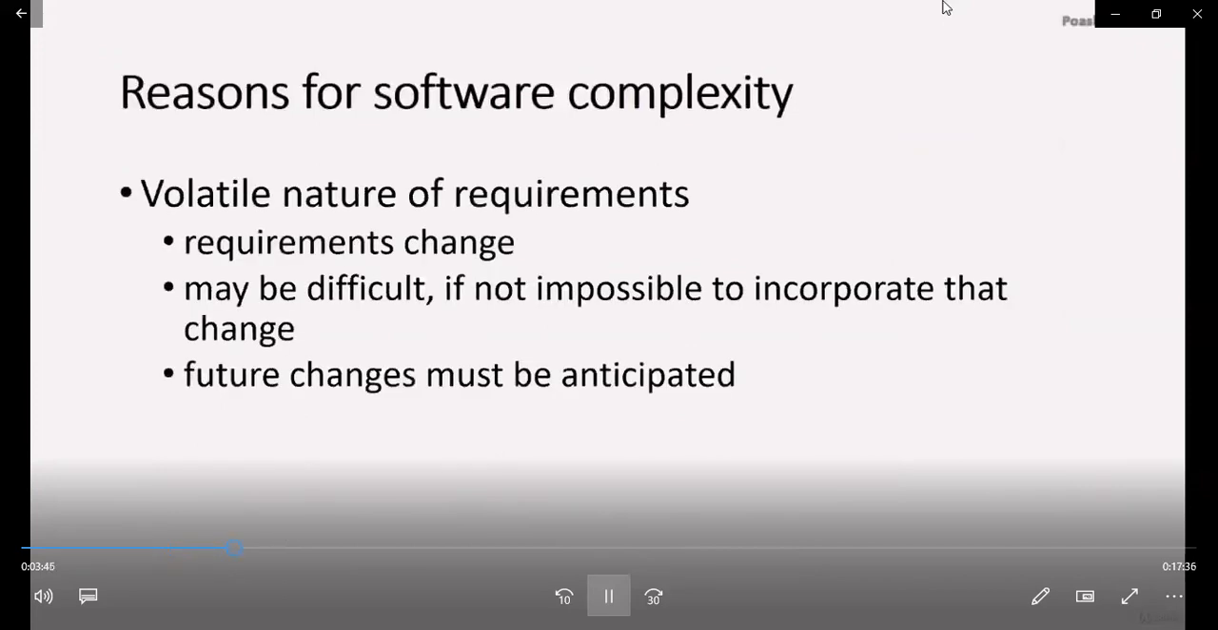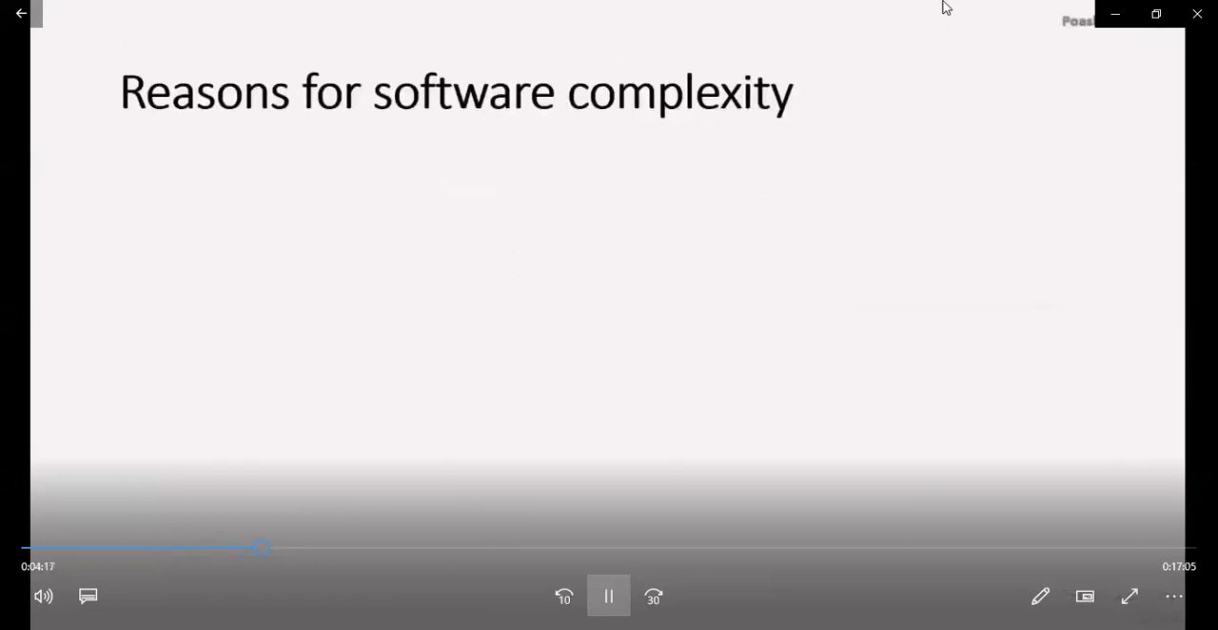So obviously that leads us to the next reason for the complexity of the software. That is the volatile nature of the requirements, and the requirements always keep on changing. If the requirements change, that change needs to be incorporated in the software. It may be difficult to do that, and may be possible only if the developers have kept a provision to accept that change. That is why during the design of the software, we have to anticipate future changes. And obviously, this is a difficult thing to achieve.